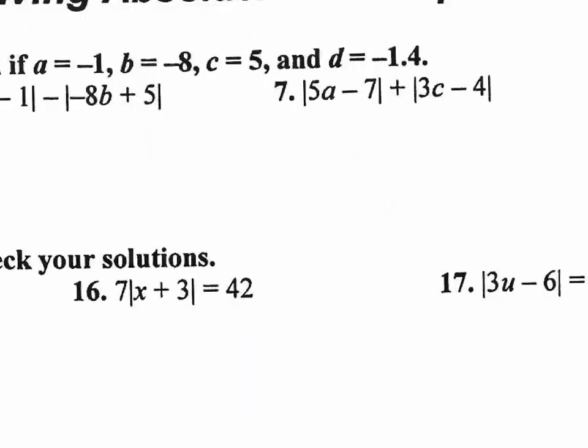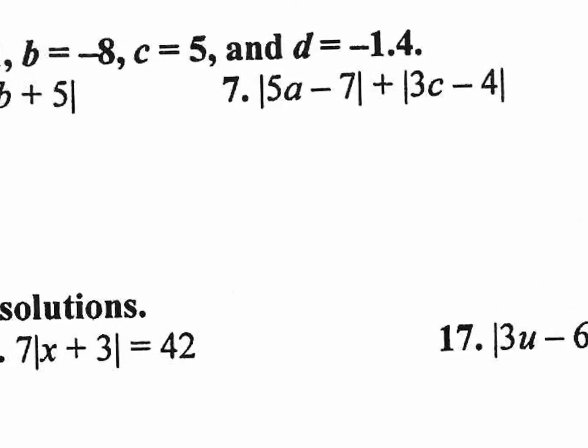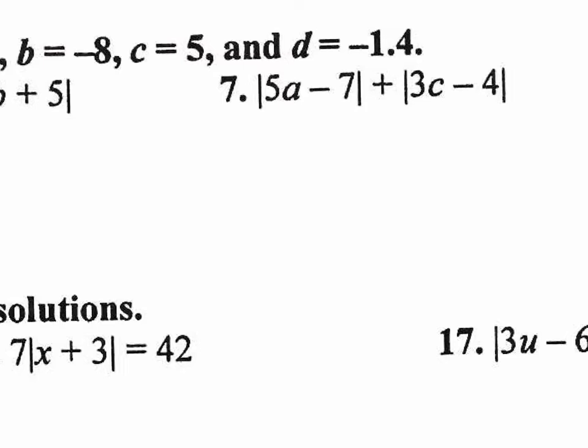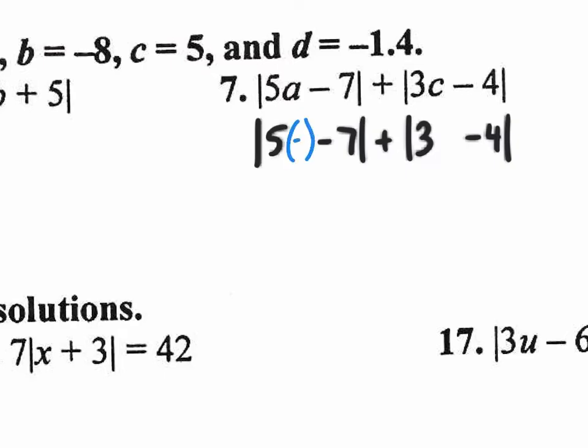Let's jump to number 7. So we're going to zoom in a bit, and we're going to substitute the values. A is negative 1, C is 5. So let's do that. Let's rewrite it exactly the way it is. And as you can see, I left some blank spots here because I'm going to plug in the A value of negative 1, and I'm going to put it in parentheses because I am multiplying 5 times negative 1 right there. And the C value is 5, and I'm also going to put that in parentheses.